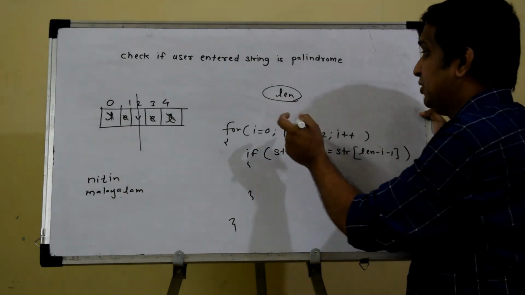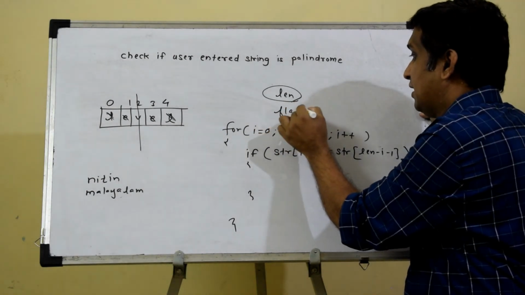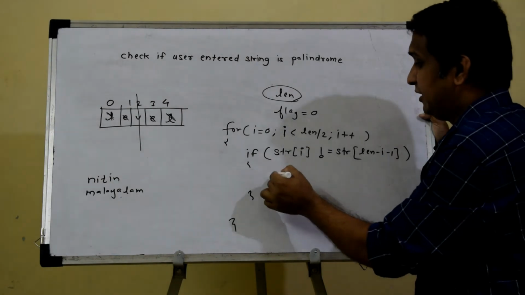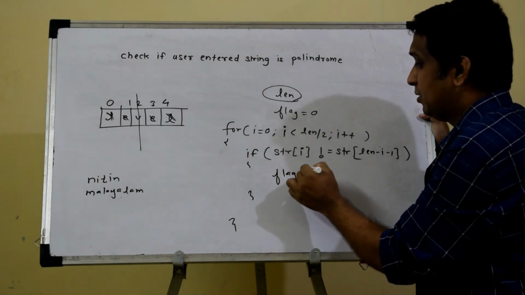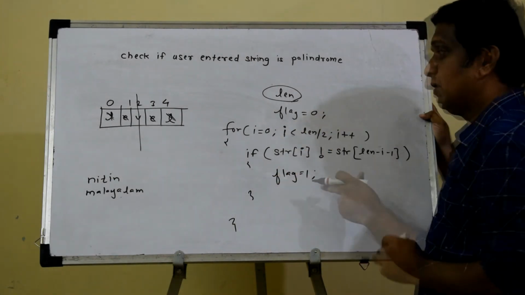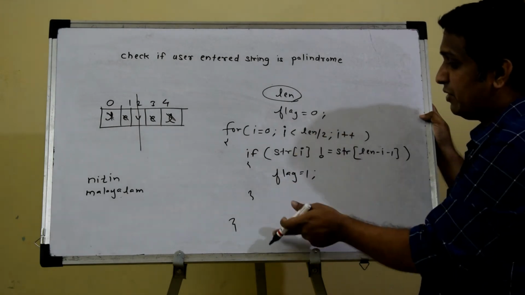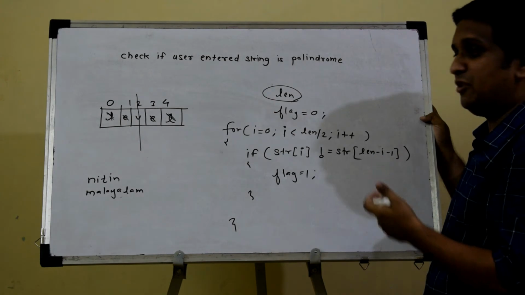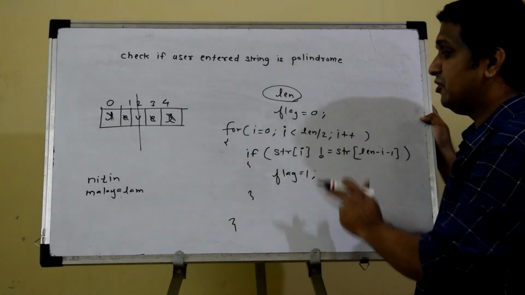Instead of that, you can even make use of a flag variable. So I will have some integer variable, flag, initially 0, and I will set that variable to 1 here. Afterwards I will write if else. If the flag value is 0, that means the string is a palindrome string. If the flag value is 1, it means it is not a palindrome string.